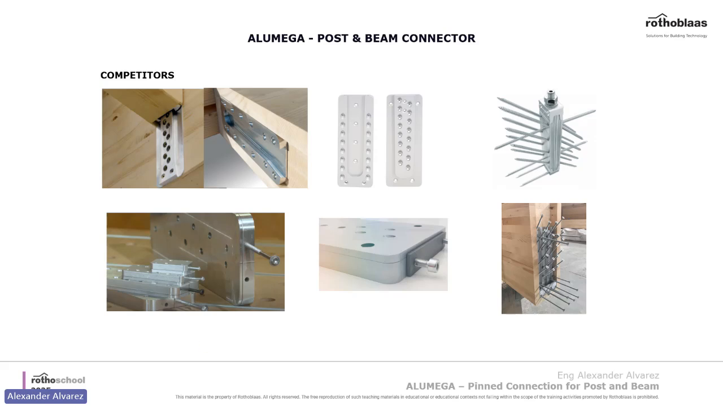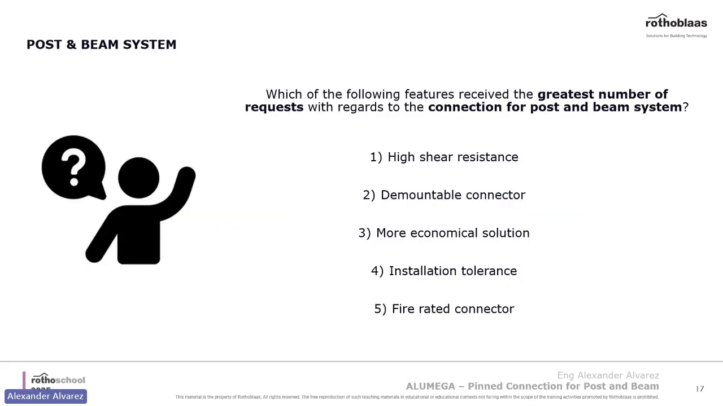As well. And so one of the things we have to consider when it comes to the Alumega is to handle all of these 5 points. Obviously, high shear resistance. We want to make sure it is able to handle a lot of load. We also want to make sure it's demountable, so in case you want to start all over or remove a connector because something happened, you want to make sure it's easy to remove as well as easy to install.